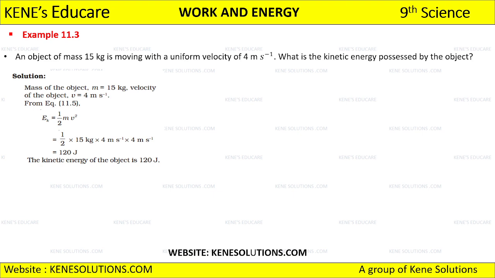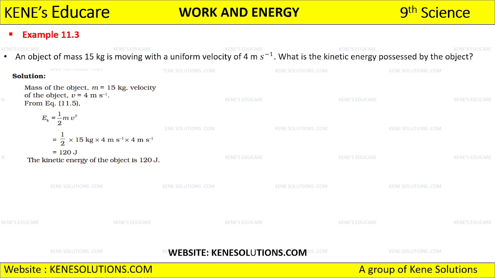So the next one is an example, not an activity. C. An object of mass 15 kg is moving with a uniform velocity of 4 meters per second. What is the kinetic energy possessed by the object? So we know that the mass of the object given is 15 kg and velocity is 4 meters per second, right? We already know that the kinetic energy is equal to half mv squared. Mass is given, velocity is given, so we can easily calculate the kinetic energy by substituting the values.